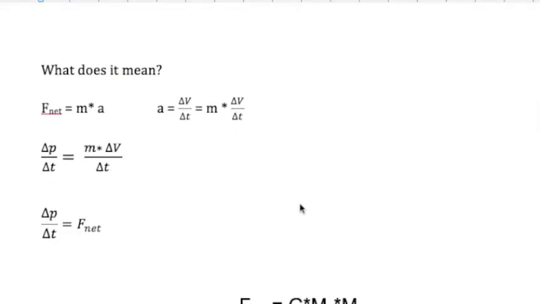Another component to point out is that in this lab we repeatedly set dP/dt equal to F net. But are they actually the same? The answer is no. When we calculate it, we see they numerically equal each other. F net equals ma, a equals delta v over delta t, therefore F net equals m times delta v over delta t. We can see here that delta P over delta t also equals mass times change in velocity over change in time.